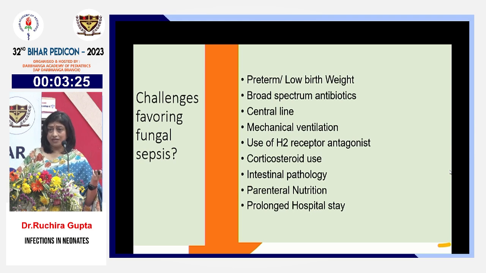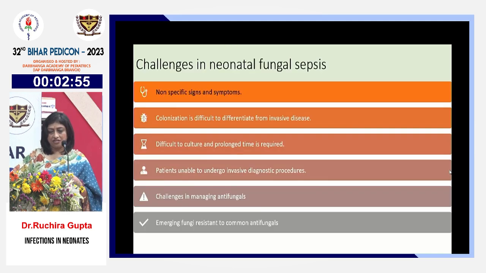So, what was the reason in this case? Why the fungal sepsis? Why did this baby get predisposed to this? Because of prematurity, low birth weight, and unnecessary use of high-end, broad spectrum antibiotics. The central lines were there. Mechanical ventilation was given. Then use of H2 receptor antagonist, again a predisposing factor for fungal sepsis. Then corticosteroid use, prolonged stay, and parenteral nutrition. These are other risk factors.